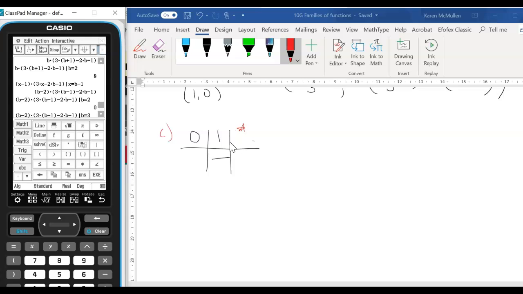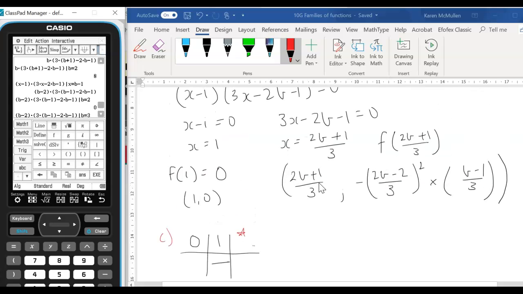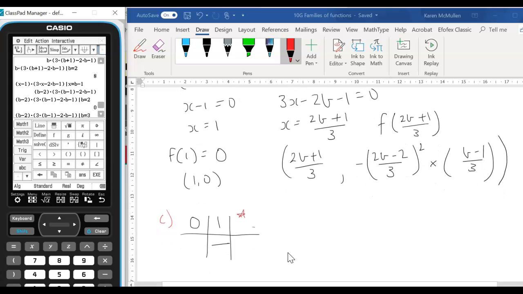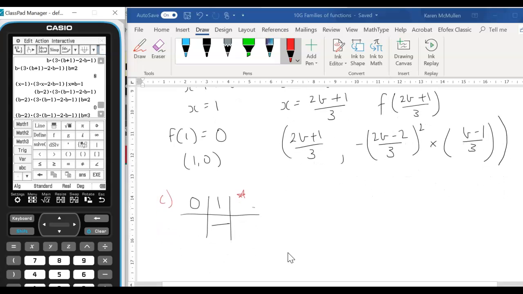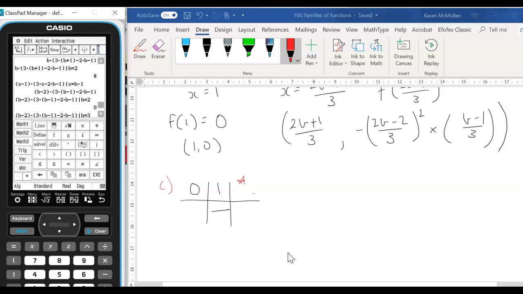And that's because of b. Okay, the variable b, because b, we don't know what it is. Okay, so you'll notice if you put the number 2 there, you're going to get a positive gradient, but if you put the number 4 there, you're going to get a negative gradient.